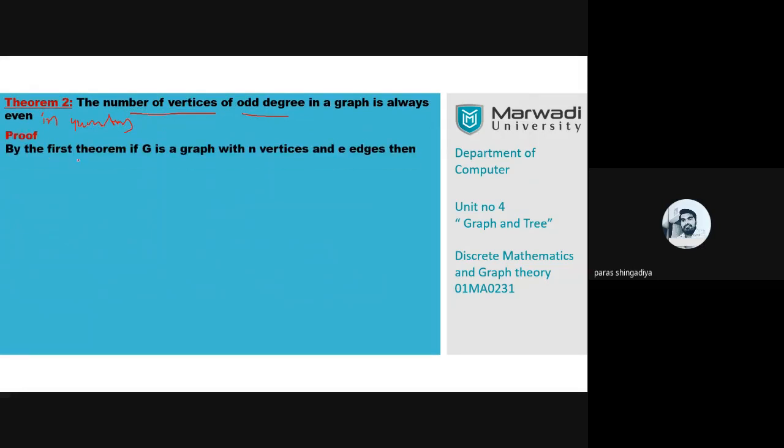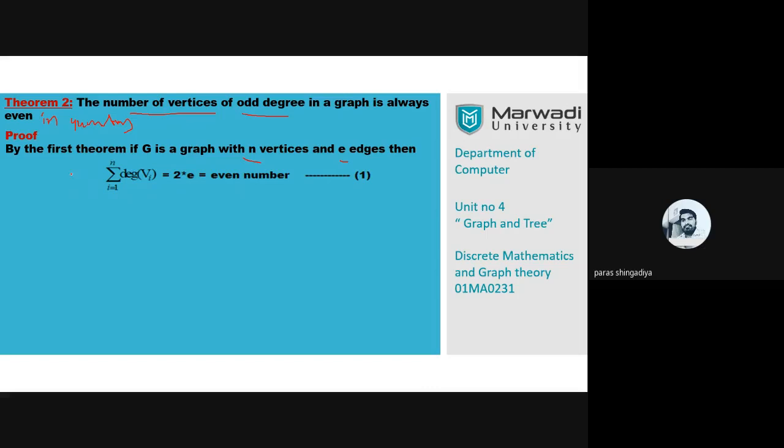So let us consider the first theorem. What is the statement of the first theorem? G is a graph with n vertices and e edges. Then we have degree of v1 plus degree of v2 plus degree of v3 plus up to degree of vn. That can be written as sigma i from 1 to n degree of vi.